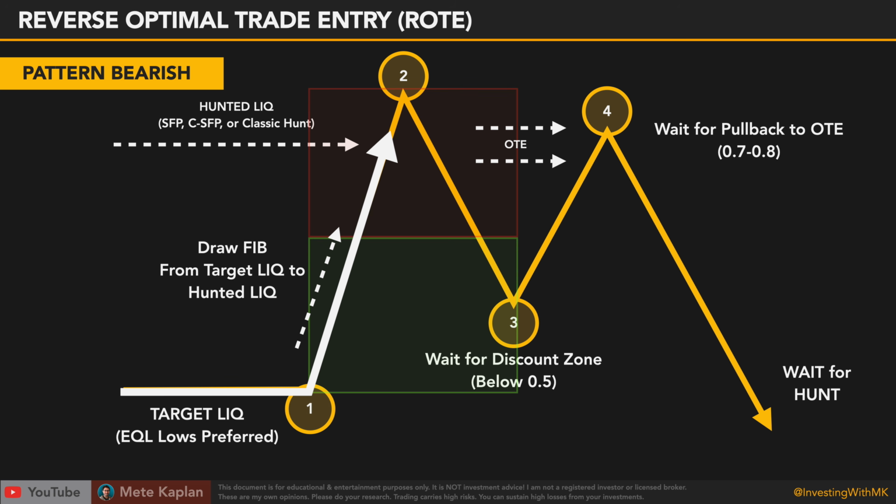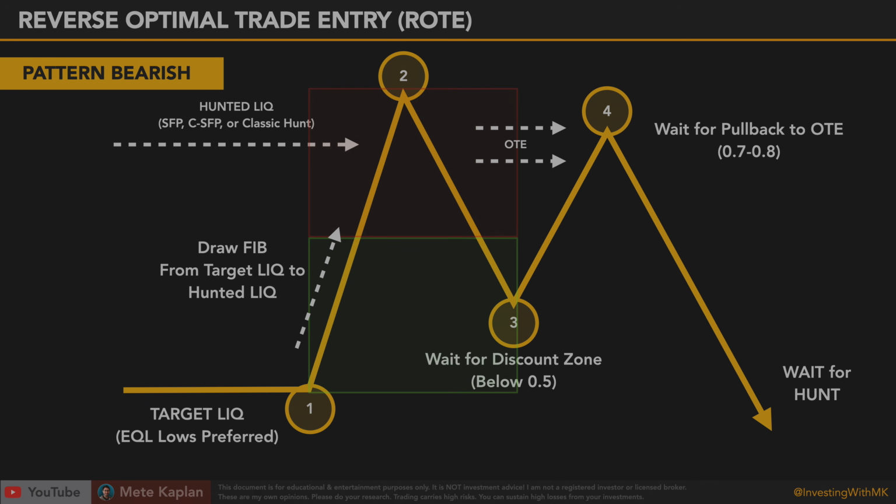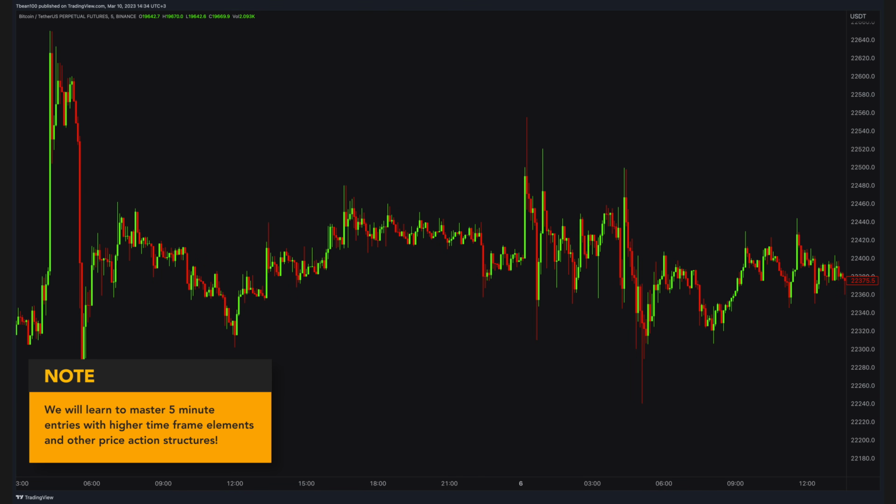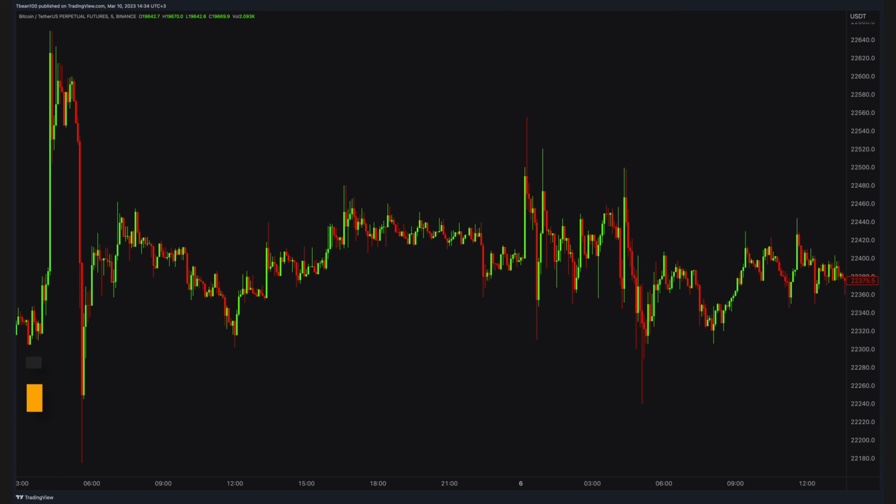I will not go over this again. You can pause the video and check it out. Let's continue with real trade examples that I've taken recently. Today, we'll focus on mastering the 5-minute time frame. I'm a great fan of combining high time frames and low time frames. So, we will still consider high time frame elements and keep checking the left of the chart.